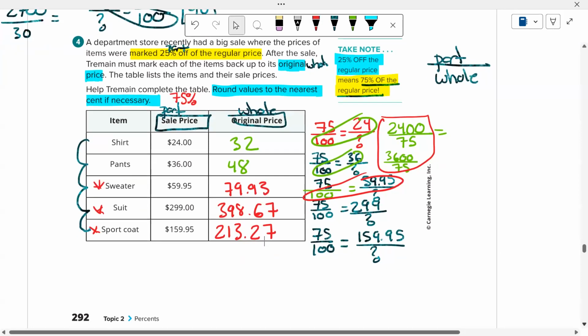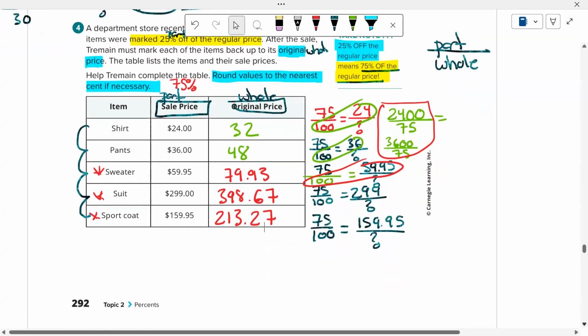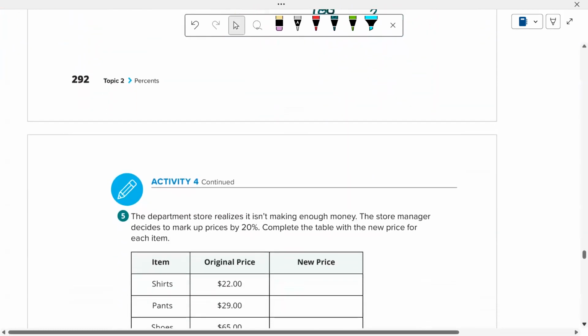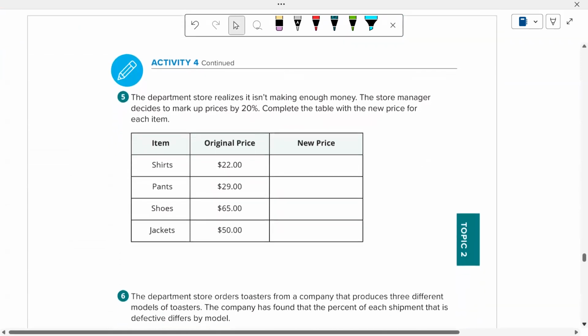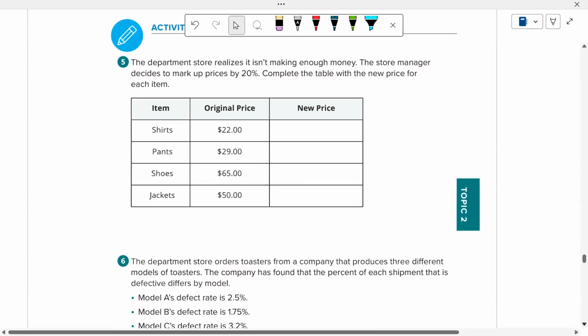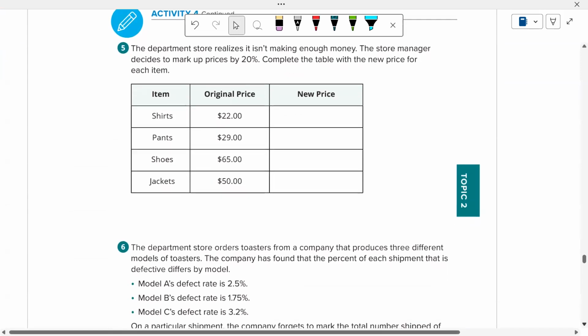All right, I believe that concludes activity 4. Oh my God, it's not done. Activity 4 is not over. Let it be over. Oh my gosh, it's so big. I'm getting tired of this. Why is it so much work? I feel like y'all now.